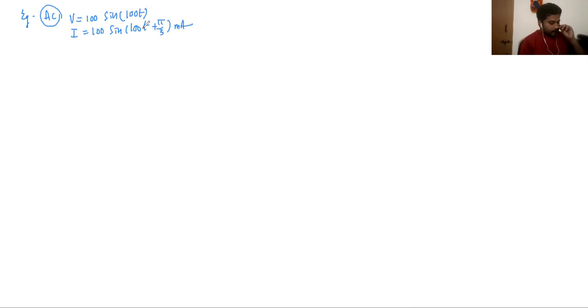Clear? So let us see. This is the first example. It's not only based on LC oscillations, and we are solving some other questions even, right? Given an alternating circuit where the voltage is given as 100 sin 100t, and the current is given as 100 sin(100t + pi/3) milliampere. Now the question is, what is the power dissipated in the circuit? Right? What is the question? Power dissipated in the circuit.